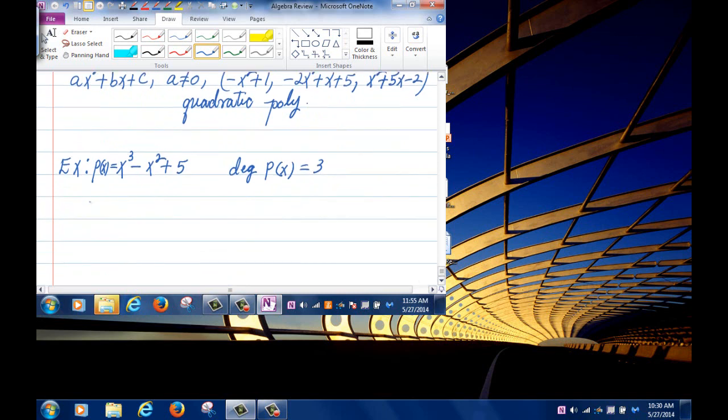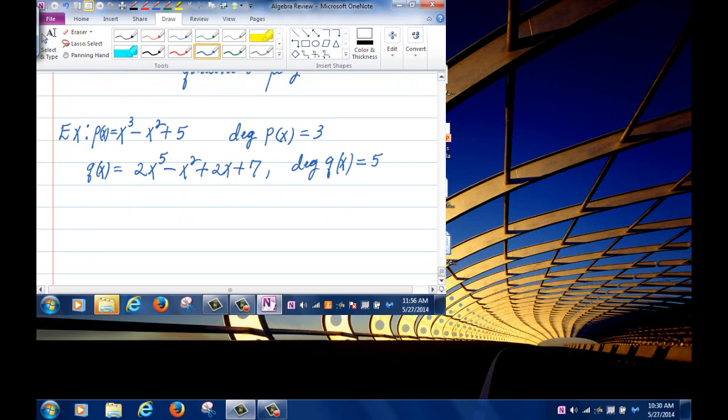Okay, let me do one more example. Let's say I have q of x, which is 2x to the 5 minus x squared plus 2x plus 7. In this case, the degree of q of x is going to be 5.